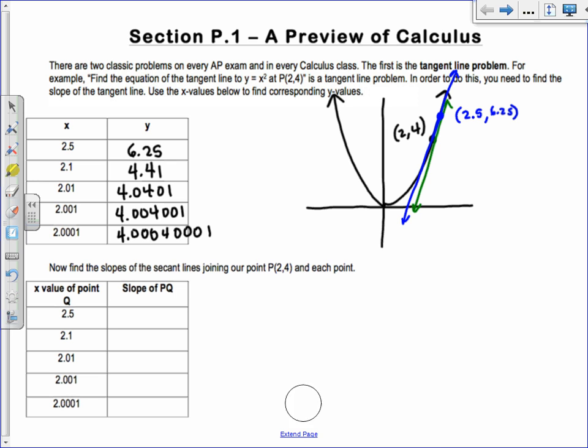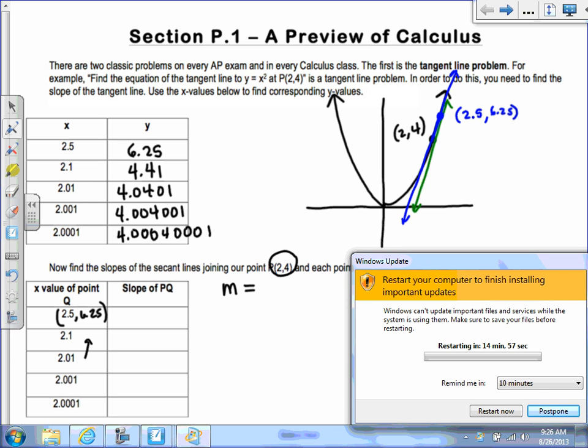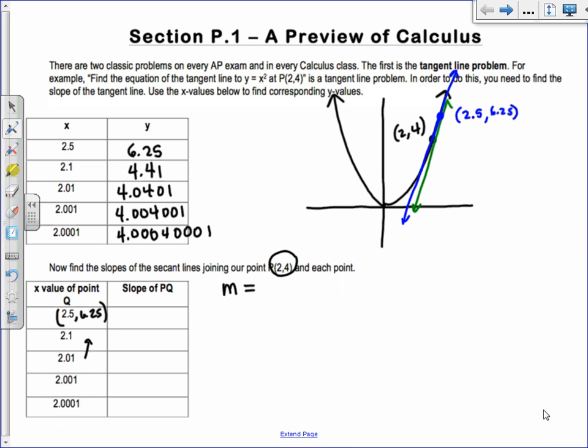This is going to be a little bit harder, so I'm going to write out the first couple. If I talk about the slope of the one that's 2.5, remember this is the x value of the point, so that's really the point 2.5 comma 6.25. You want to write the y value, or you just notice that they're all up above. We do slope by changing y over changing x. So I'm going to go between P and Q: 6.25 minus 4 over 2.5 minus 2.